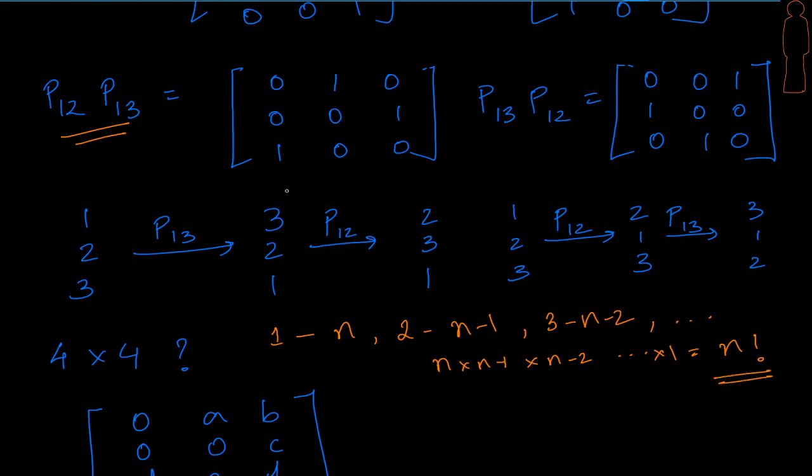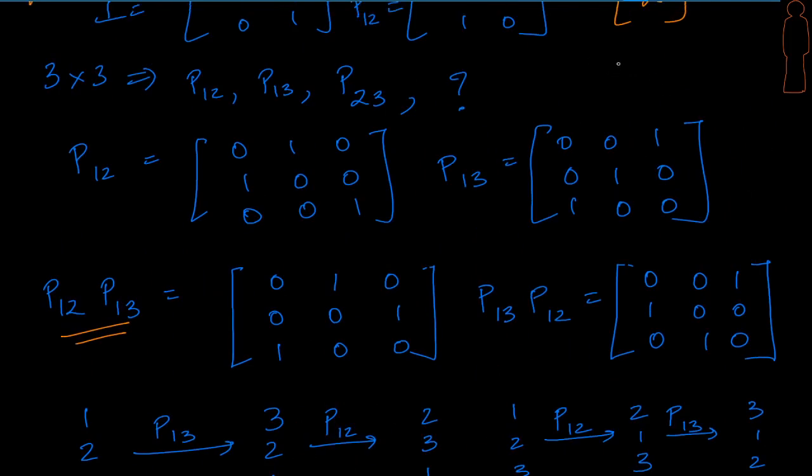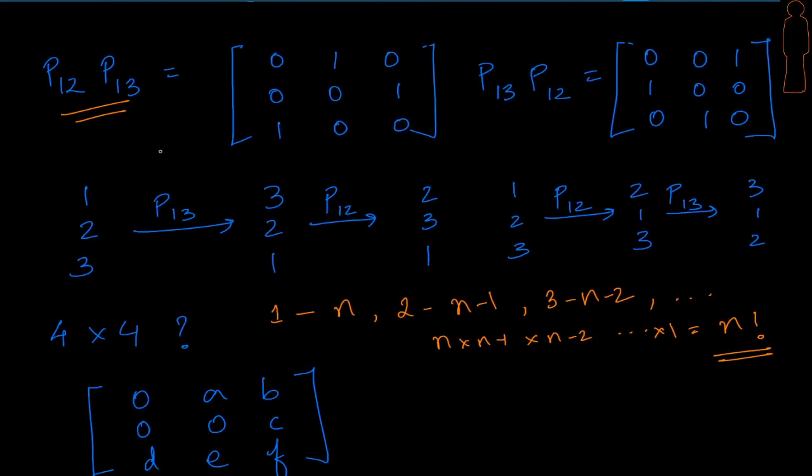So, now guess how many we are going to have here for 3. We are having 6 such permutation matrices for 3 by 3, and this formula helps us now: for 4 by 4, that's got to be 24 and so on, right?